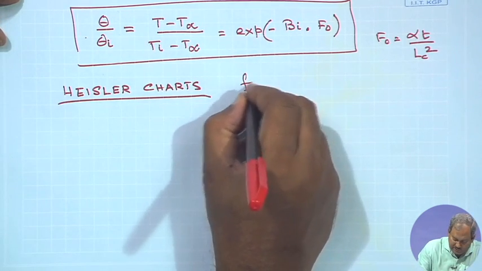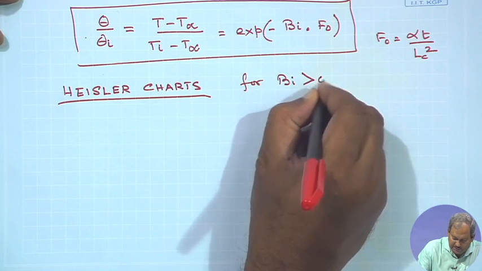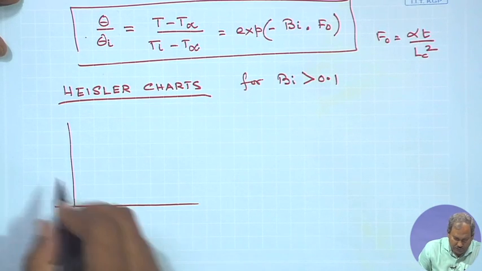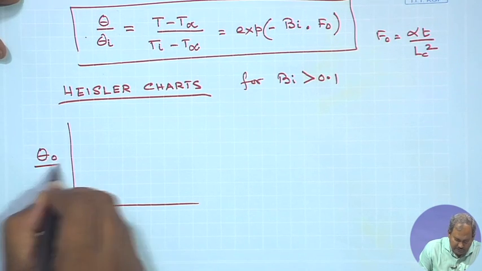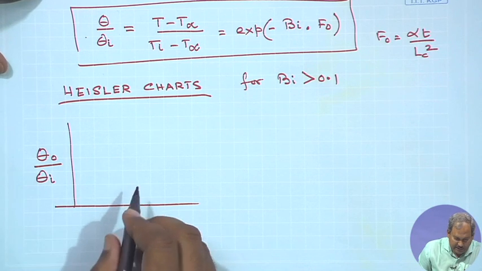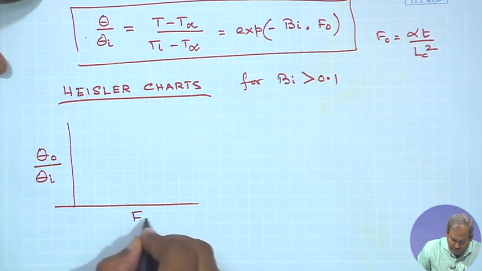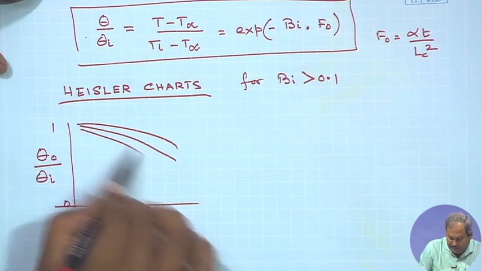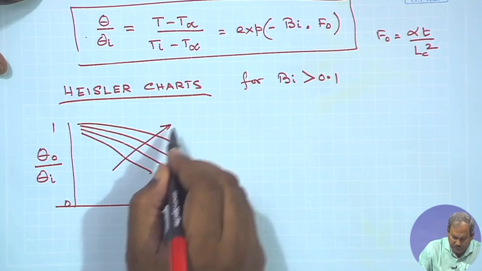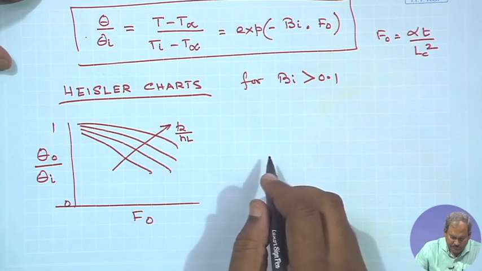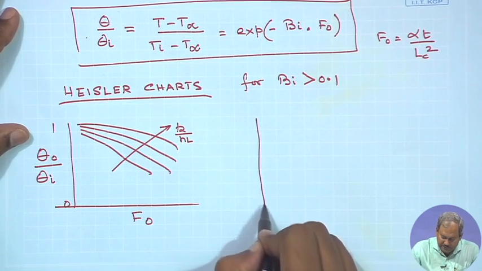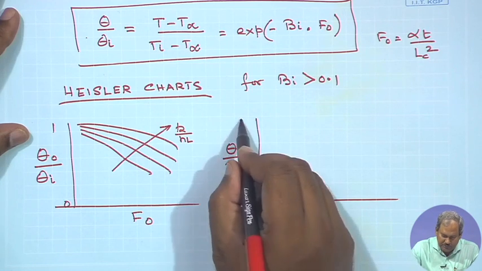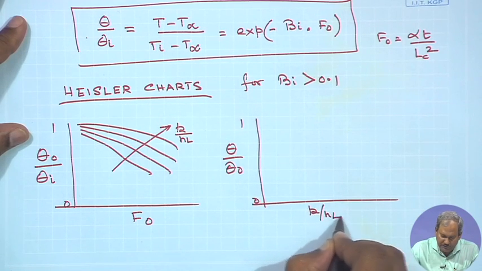These are for the case when Biot number is greater than 0.1, and essentially what it looks like is theta by theta i, with theta naught being at the 0th time, as a function of Fourier number. This is between 0 to 1, and you get a family of curves like this for different values of k by h L, and similarly you get theta by theta 0 as a function of k by h L.